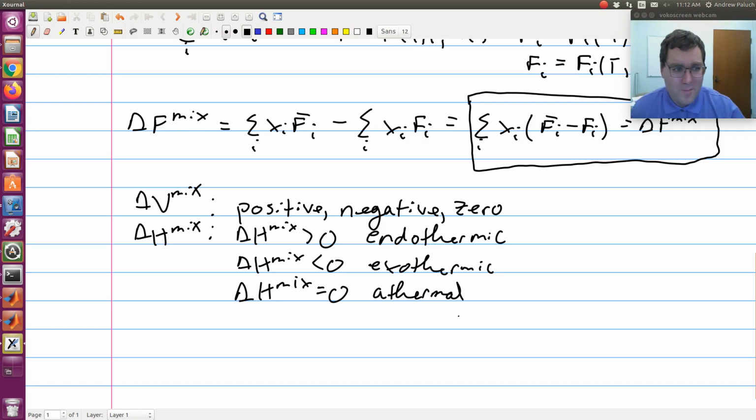Okay, but that's another topic. All right, so athermal would be delta H of mixing is equal to 0. One thing we'll prove for the case of an ideal gas, but you'll just have to leave it to faith for now. We won't provide a rigorous proof except for the ideal gas case, is that delta S of mixing is always going to be positive. Delta S of mixing will always be positive.